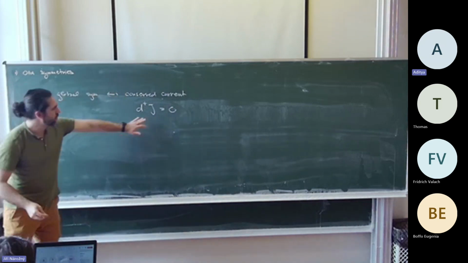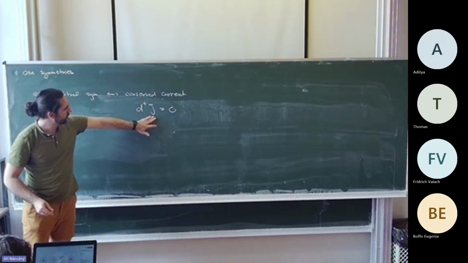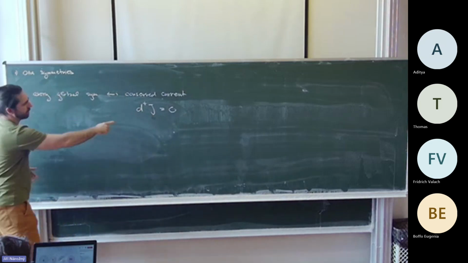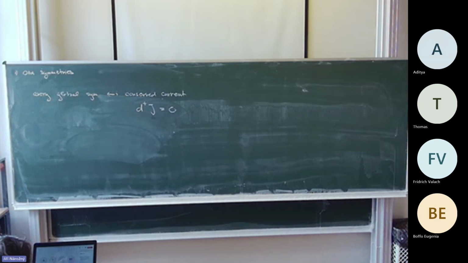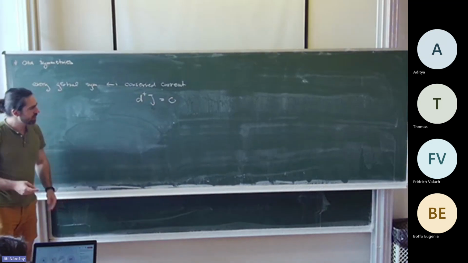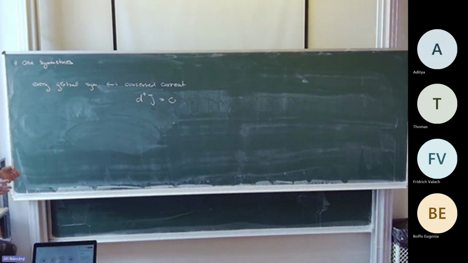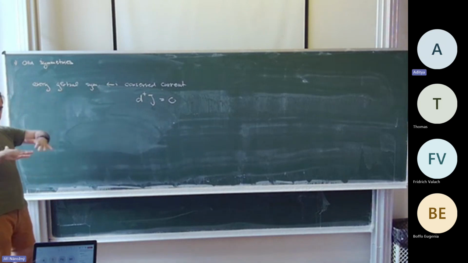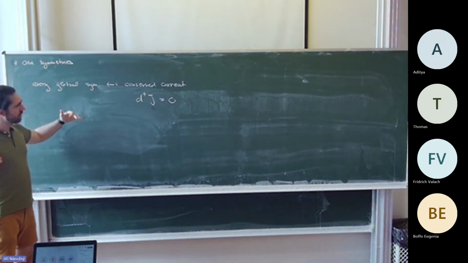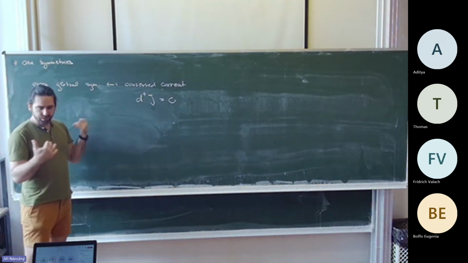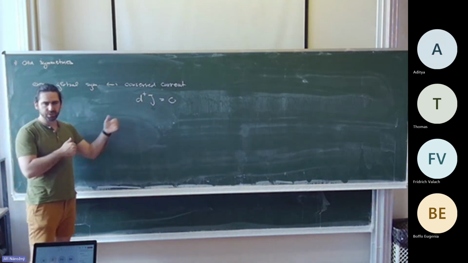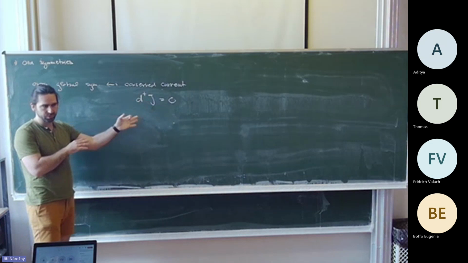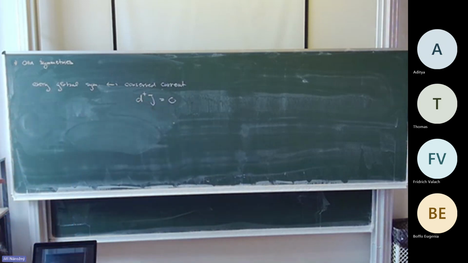J is some one-form that will be the current associated with the symmetry, and d star is just the dual of the divergence operator, right? So it's like a divergence equation. What this allows us to do several things. First, it tells you that you can define something like a charge, right? You can integrate over a time slice, and it defines a charge which is constant in time. Is that clear from the equation? Okay. So this is infinitesimal information about that.